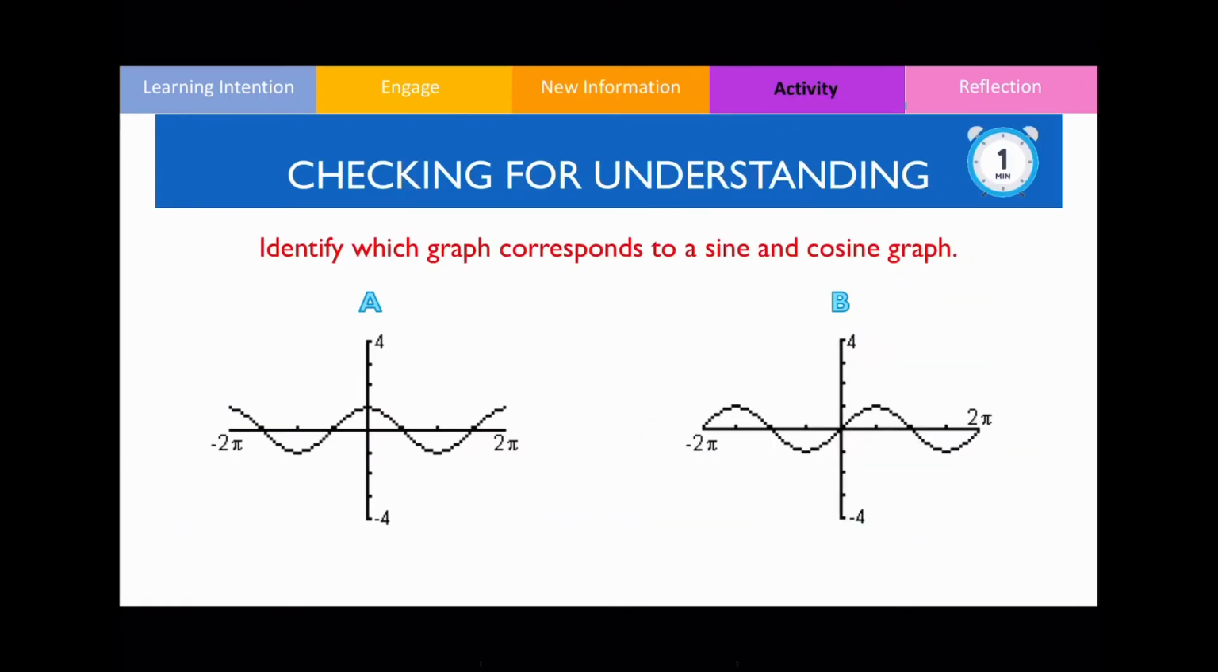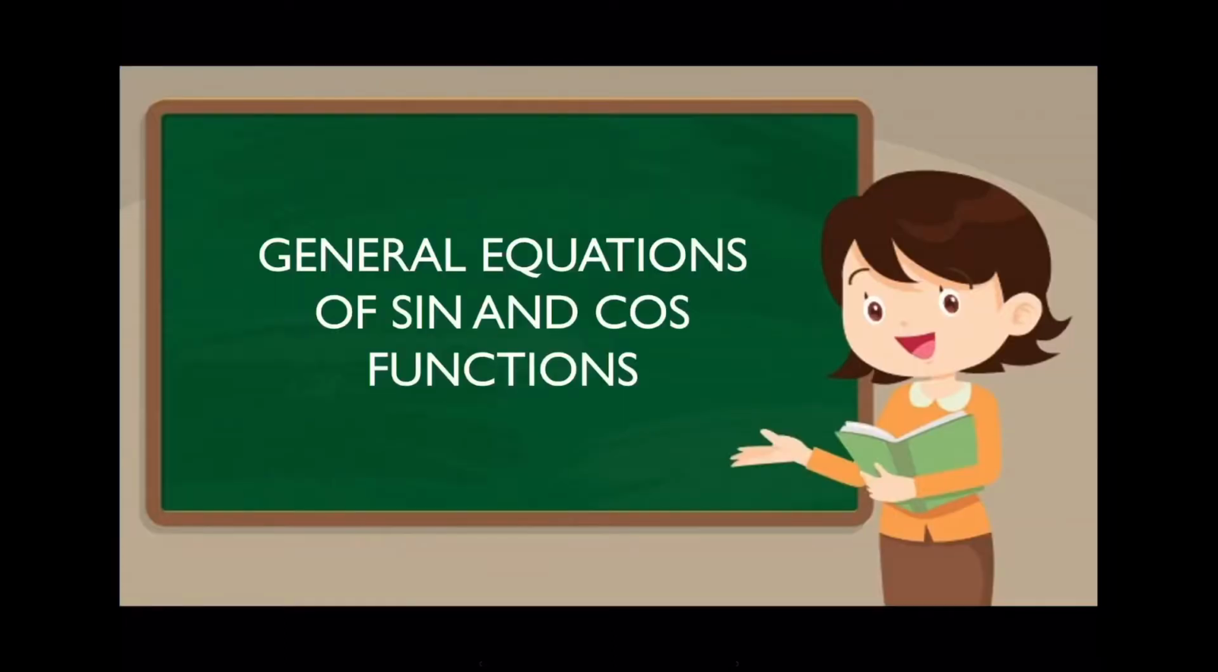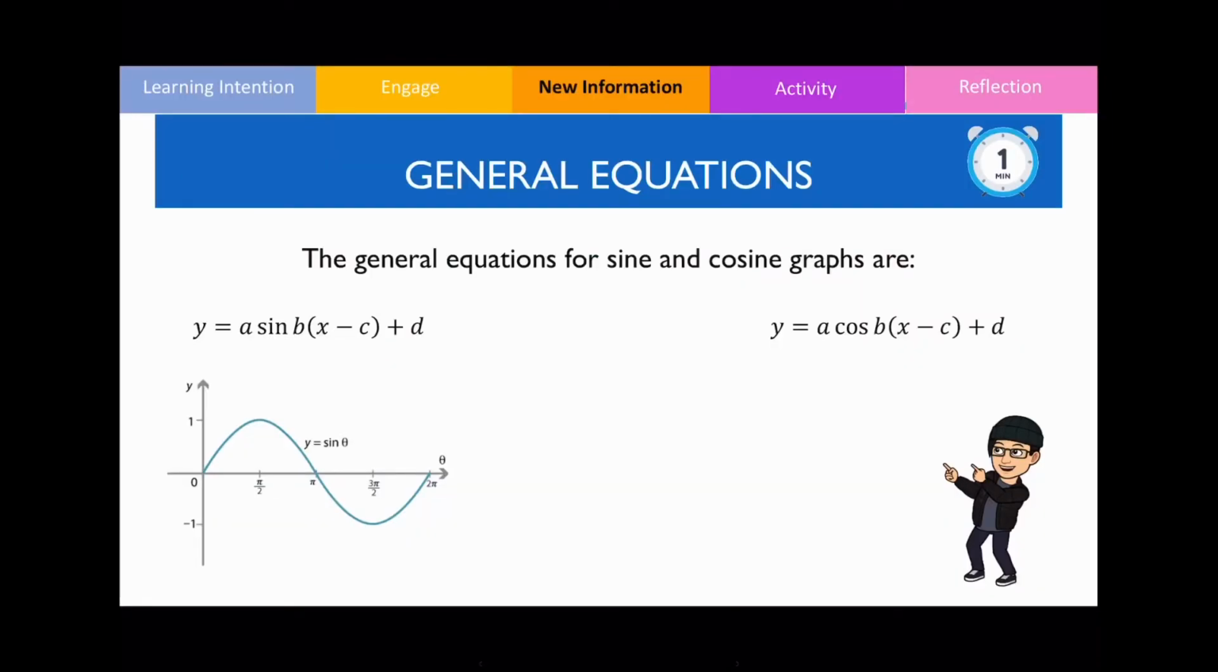So before we continue on, I want you to quickly answer this question over here. I want you to identify which graph corresponds to a sine graph and which one corresponds to a cosine graph. Give yourself 1 minute and we'll compare our answers together. If you guys have answered this correctly, because this starts at a peak, this is going to be a cosine graph, whereas because this starts at the center or the middle of the graph, this is an example of a sine graph. We're now going to be looking at the general equations of a sine graph as well as cos graphs. So this is the general equation for both the sine graph as well as the cosine graphs.